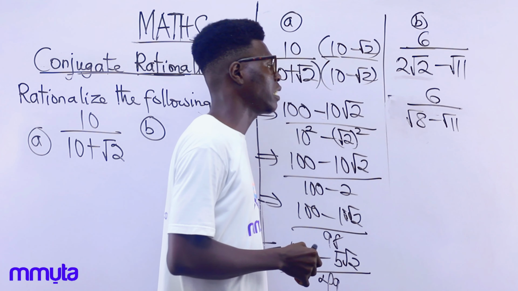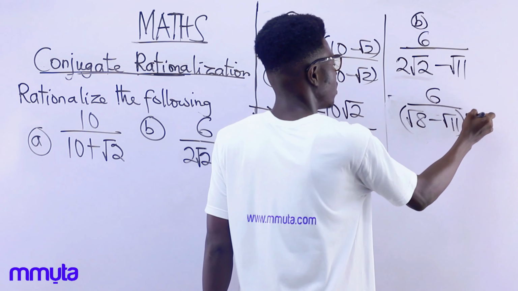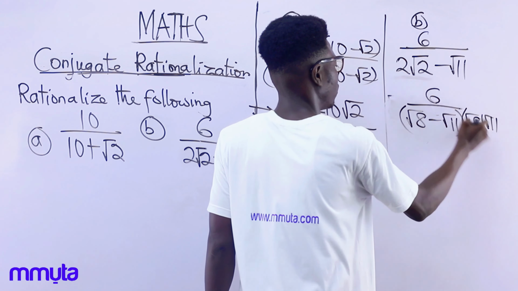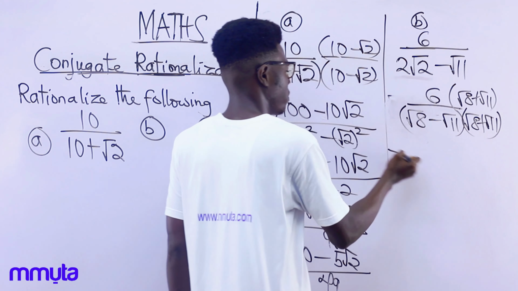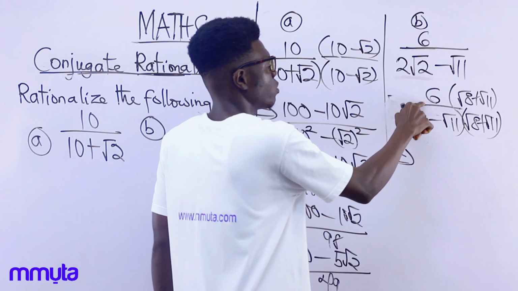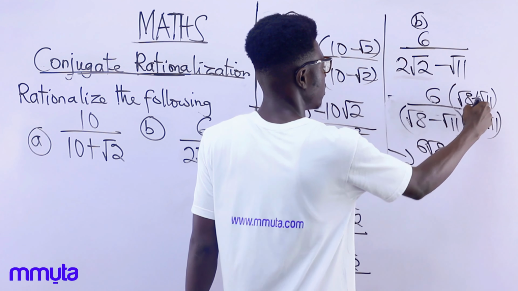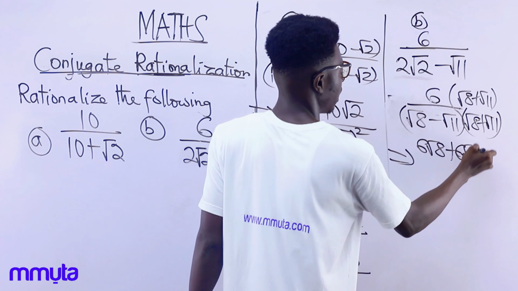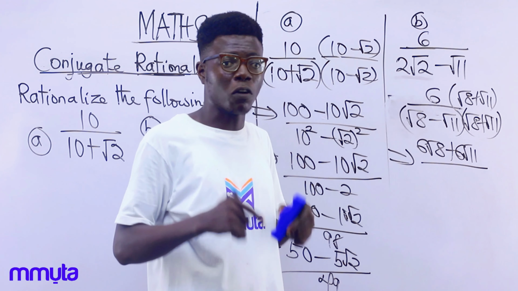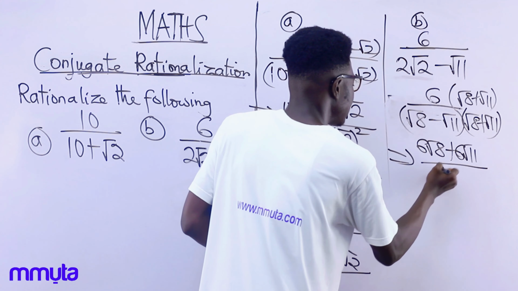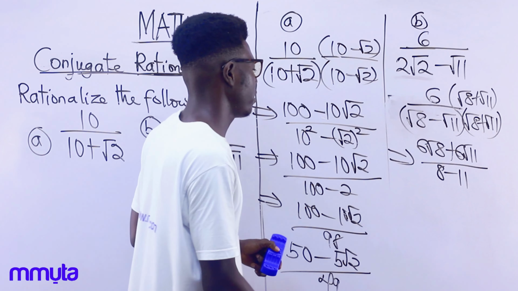We can now multiply by the conjugate, which is root 8 plus root 11. Remember your brackets. So 6 will multiply this, you have 6 root 8, plus 6 will multiply this, you have 6 root 11, all over root 8 squared minus root 11 squared, which is 8 minus 11.